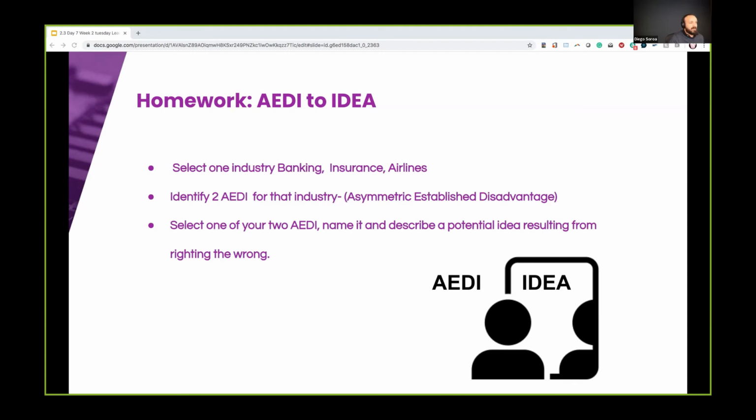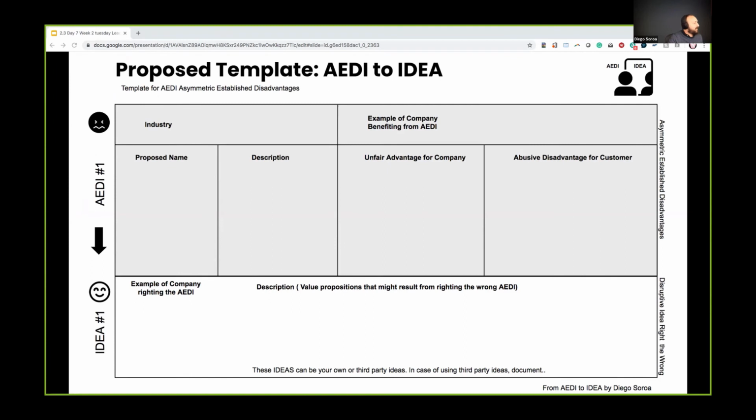What does that mean? Well, it's not just any idea. It's an idea that should ideally be the opposite of what's going on, right? It's the reflection in the mirror, right? So that's why we have this icon here. Exactly, your value proposition should be righting what is wrong, represented in the AEDI, okay? And for that, I've created these little templates. Hopefully you know by now how to use them. So you'll be filling 2 templates, with a little more focus on one of them, the one that you'll be naming and further developing.